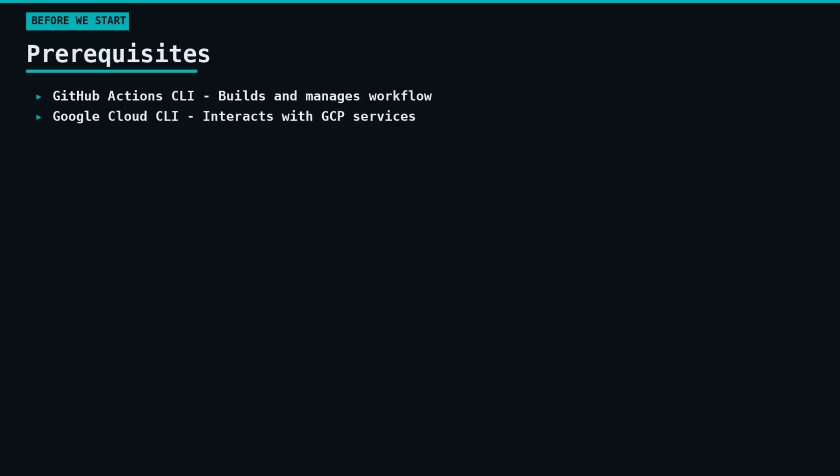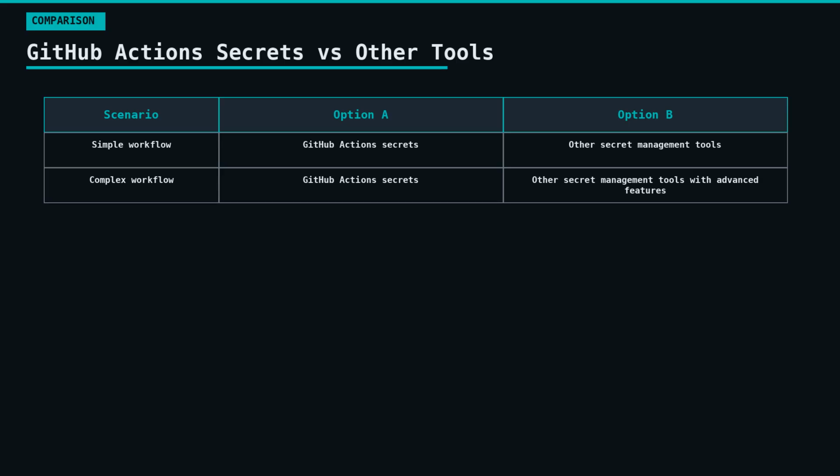When deciding between using GitHub Actions secrets and other secret management tools, consider the ease of use and integration with GCP services. GitHub Actions secrets are like a built-in safe that's easy to use and integrates well with GCP. Other tools may offer more advanced features, but may require more setup and configuration. OIDC authentication is like a standard passport that's widely accepted, making it a good choice for authenticating with GCP services.